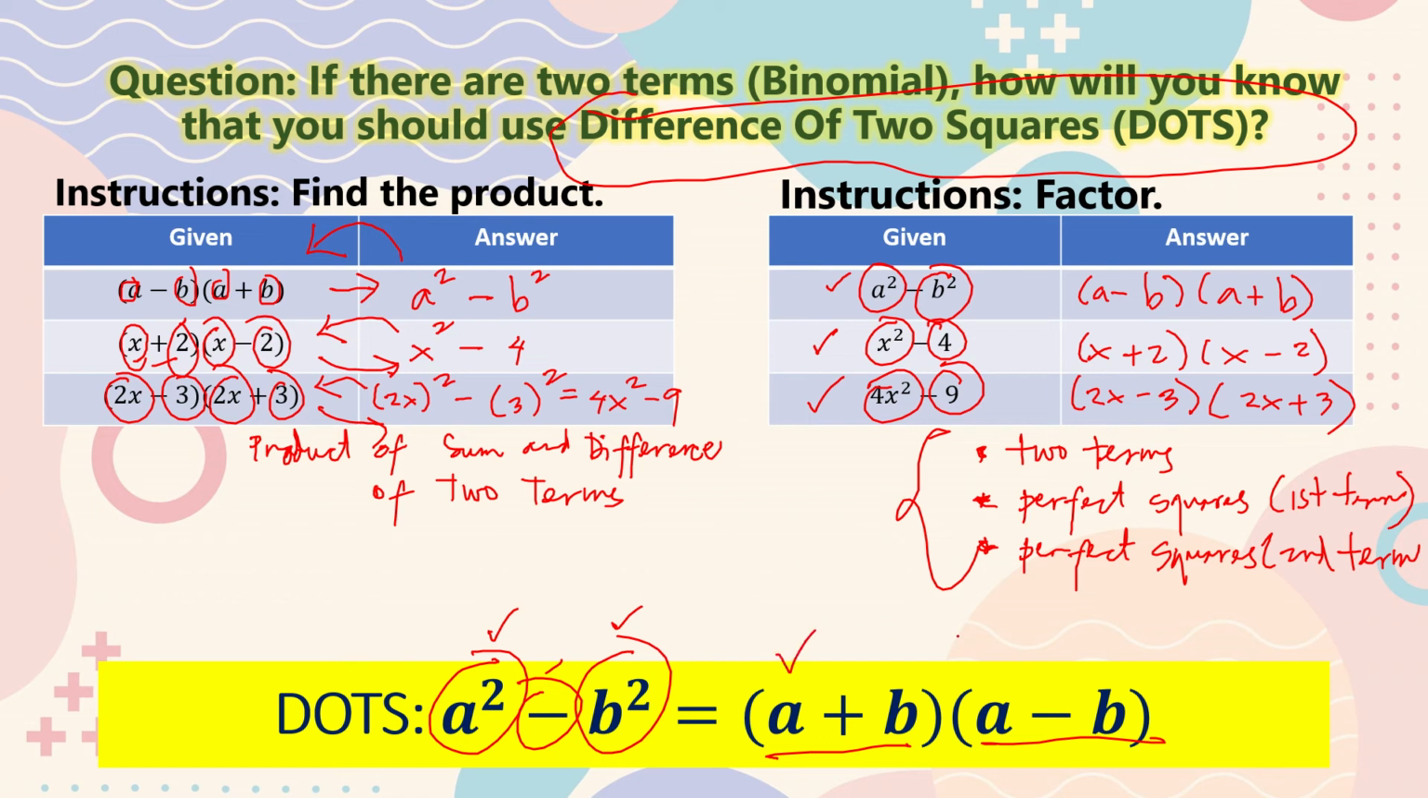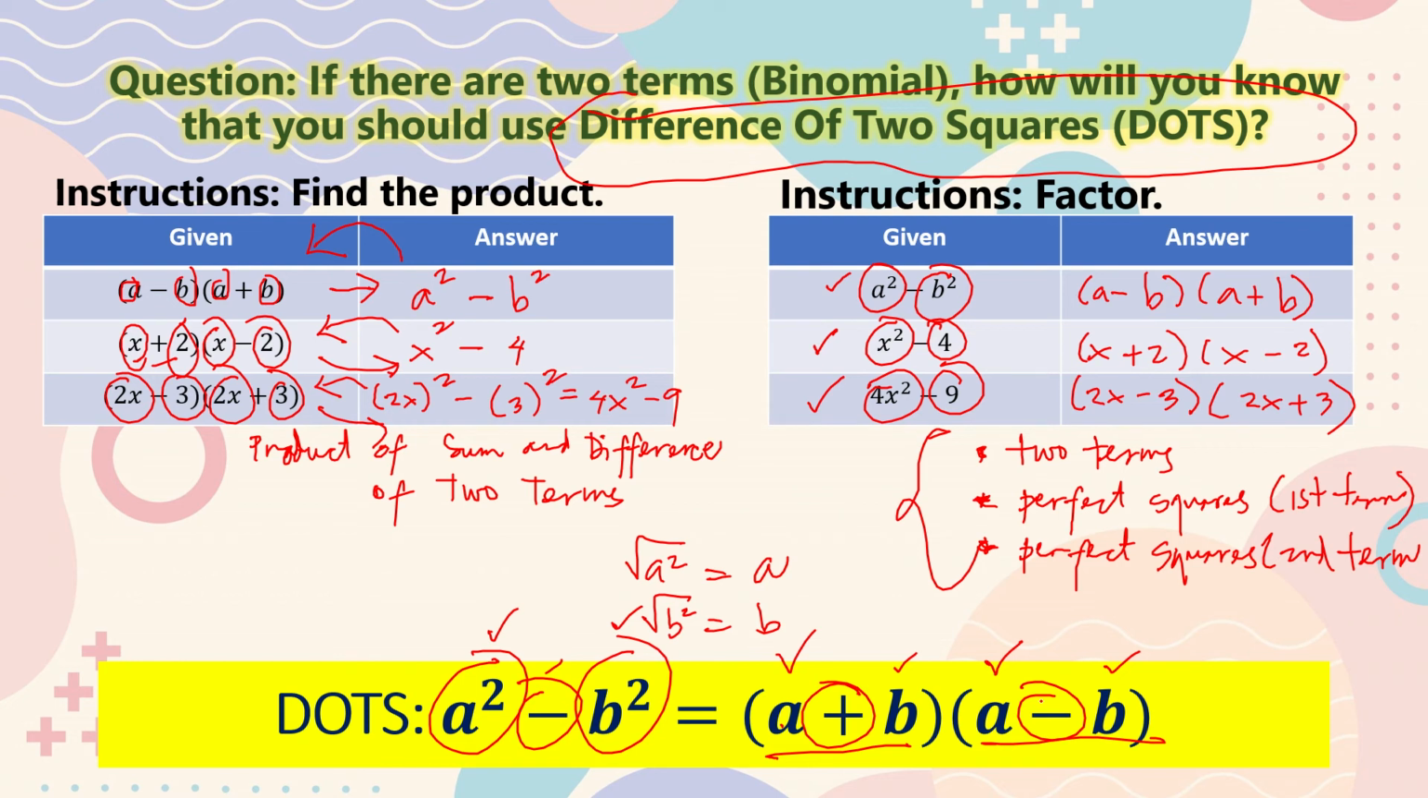Yung first term nila, square root ng first term dito. So, the square root of a squared is just a. Kaya, lagay mo a sa lahat. Second term, kunin mo lang yung square root ng second term, ilalagay mo siya as second term for each binomial. Then, just opposite, plus then minus. So, there you go. That's the shortcut.